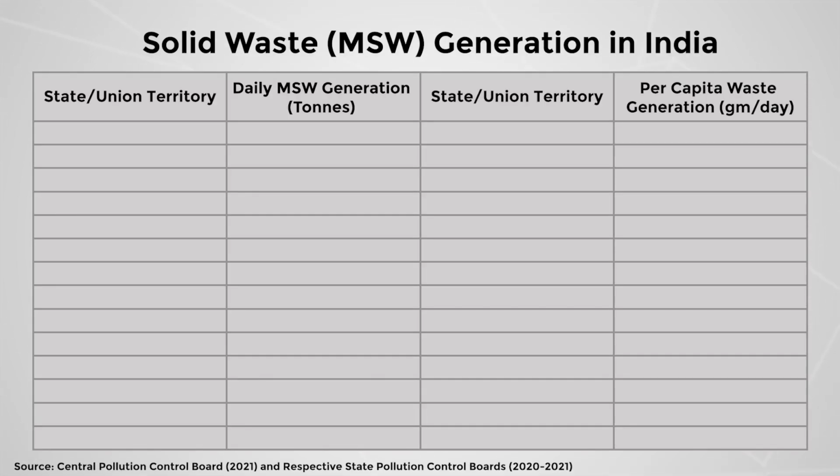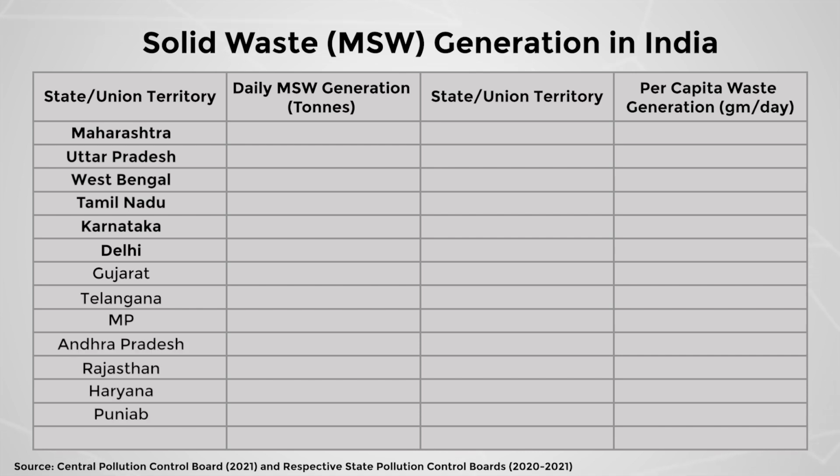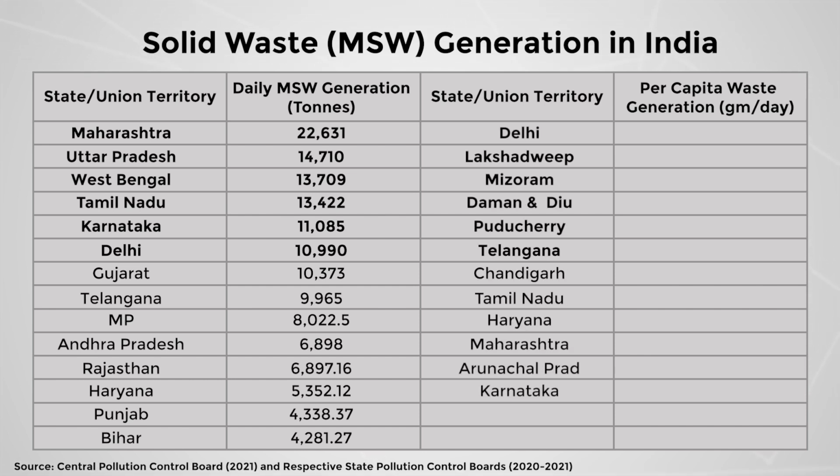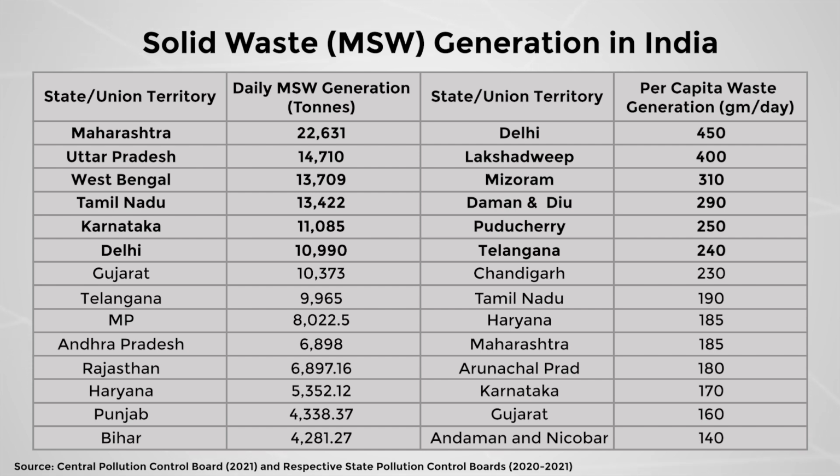And if you take a glance over these slides, it is showing the data. The highest quantity of waste is coming from Maharashtra, followed by Uttar Pradesh, West Bengal, Tamil Nadu, Karnataka, and the sixth position is occupied by the state of Delhi. But in per capita waste generation, Delhi occupies the first position. The data given by the CPCB for 2020-21 shows that 450 grams per day of waste is coming out from the state of Delhi.